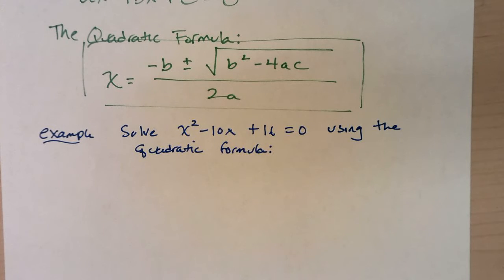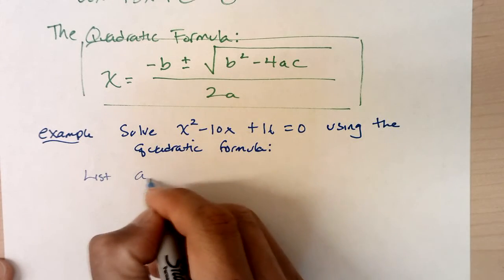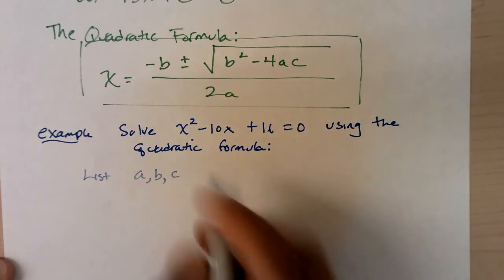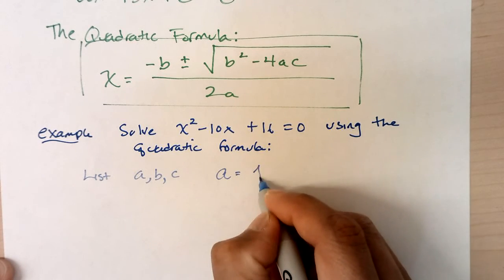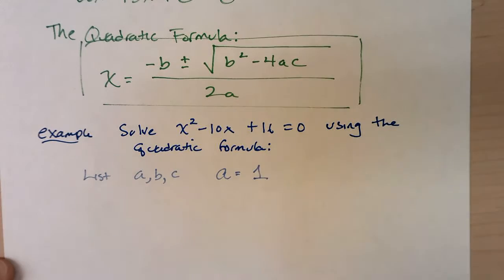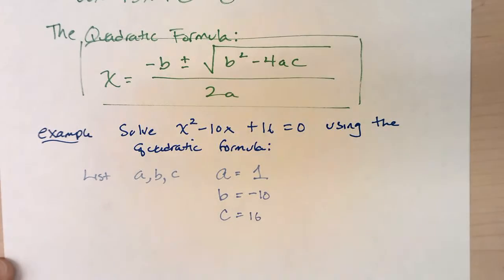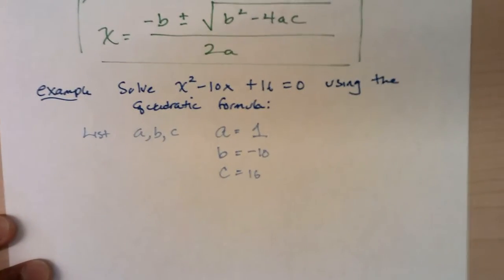All right, so I want to solve the quadratic equation x squared minus 10x plus 16 is equal to 0, specifically using the quadratic formula. Before I use the quadratic formula, here's what I want to do. I want to list what a, b, and c are. We did that when we were graphing quadratic functions. Since this is in the form of ax squared plus bx plus c is equal to 0, then a for the quadratic equation is 1. That's really what's in front of x squared. B is negative 10, and then c is 16. Once we figure those out, we can use the quadratic formula.